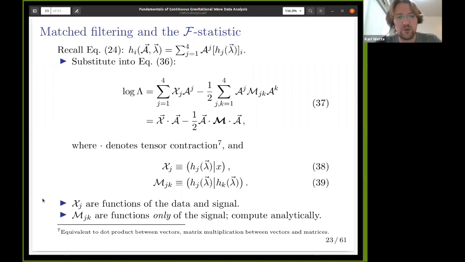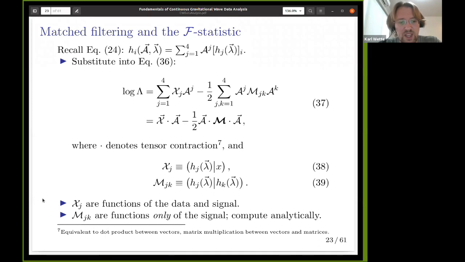So that's basically equivalent to having a dot product between vectors or matrix multiplication between a vector and a matrix. So it sort of means both of those things. So equation 37 gives us a fairly nice simple formula for the log likelihood in terms of our vector A of amplitudes. And then we have a vector X, where x_j in equation 38 gives us the inner product of one basis function h_j with the data.